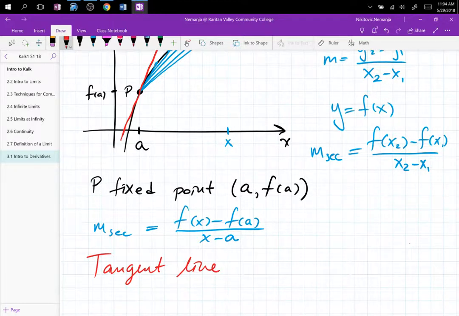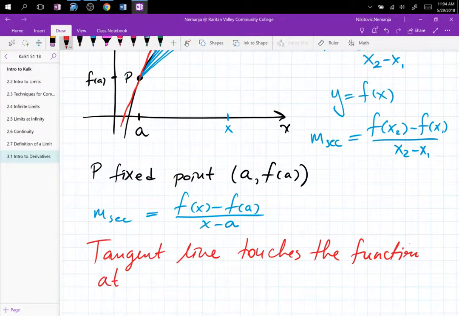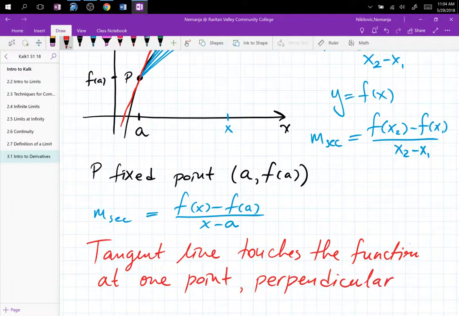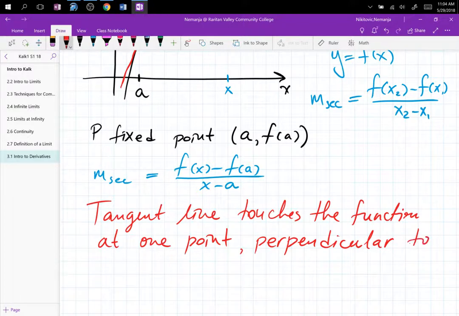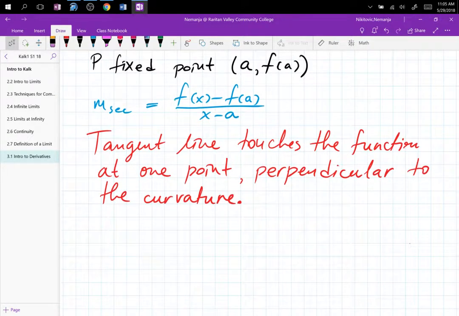So tangent line touches the function at one point, perpendicular to the curvature. Let me explain this perpendicular to the curvature business.